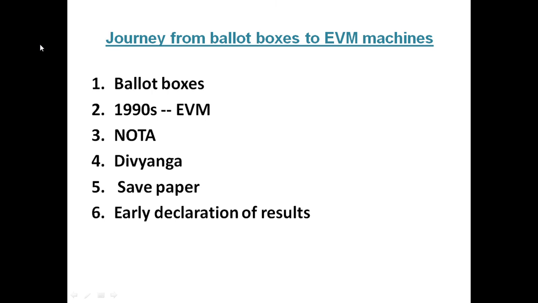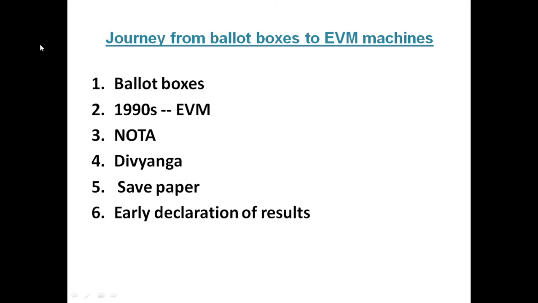In 2010, it was decided to add a new facility, the VVPAT, that is, Voter Verified Paper Audit Trail, in EVM machines. Now, the voters can verify whether the vote cast is registered properly. The purpose of this important step is to stop malpractices in elections.